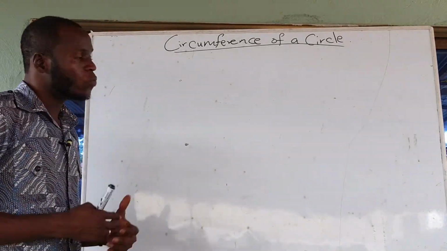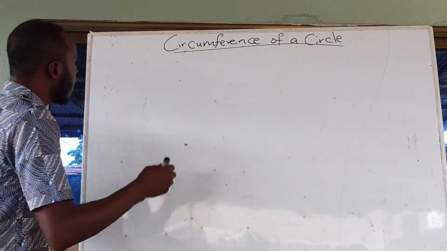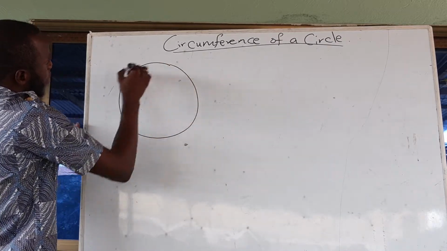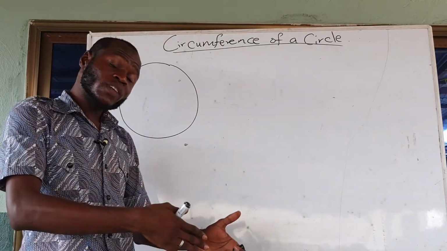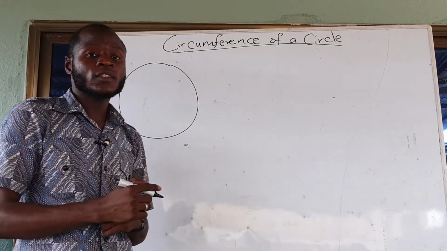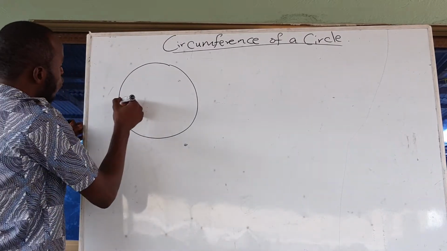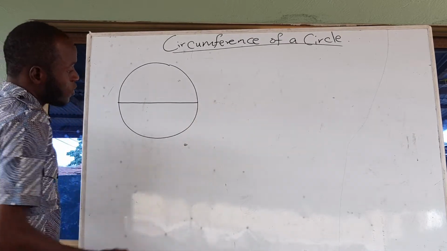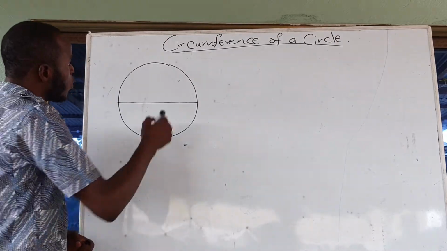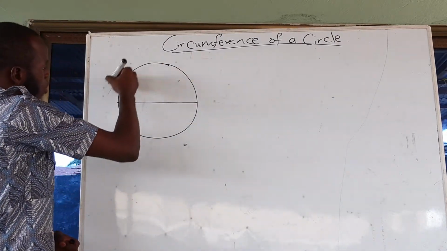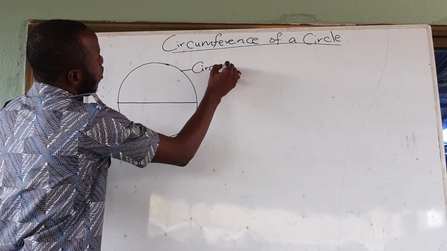Today we are going to look at the circumference of a circle, how to calculate the circumference of a circle. Now we have a circle like this, okay? We have two ways of finding the circumference of a circle. You can use the diameter of the circle or the radius of the circle to find the circumference. So now we are going to look at both ways of finding the circumference of a circle. Now when we are to use the diameter to find the circumference of a circle, we know that the distance around the circle is the circumference of the circle.